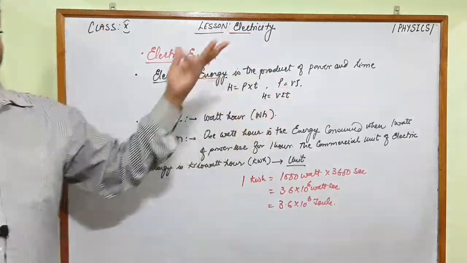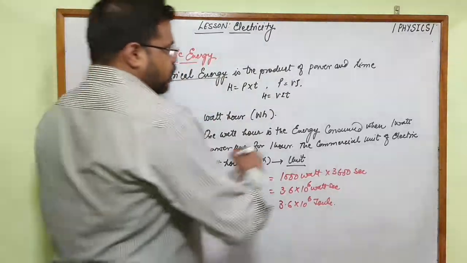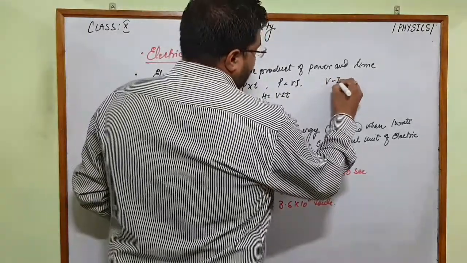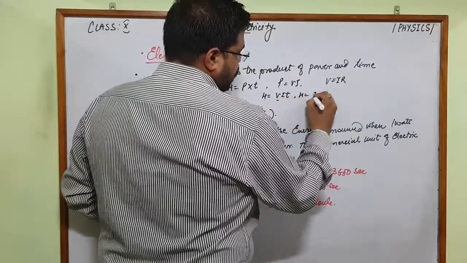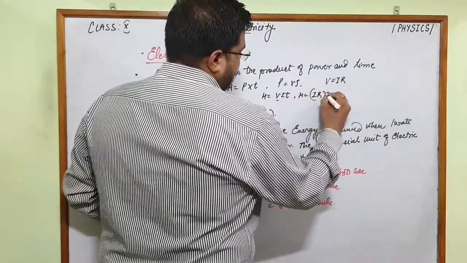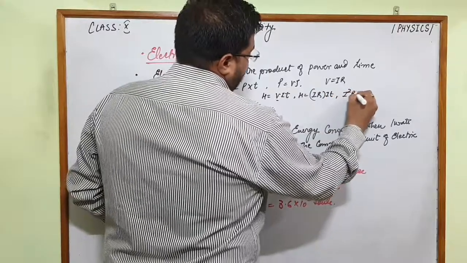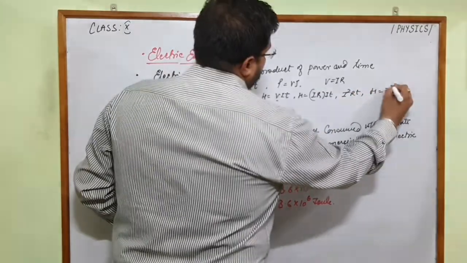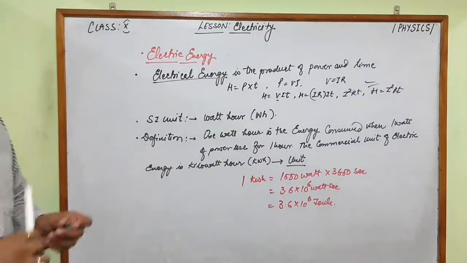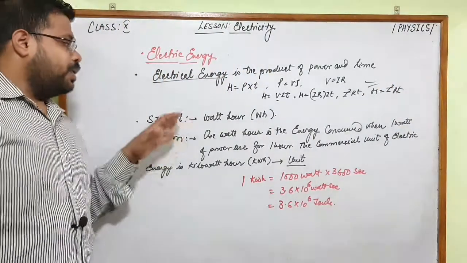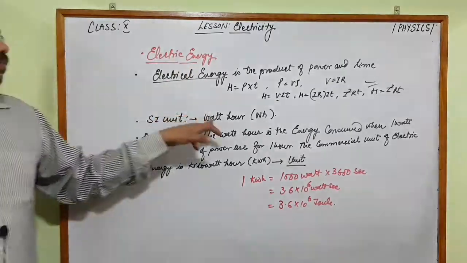And this can also be written as I square RT, like if you apply Ohm's law, V equals to IR here, so in place of V we can also write H equals to IR then IT, I square RT. This is a particular formula, H equals to I square RT. Okay, and you can see that here the SI unit of this electric energy is watt hour.